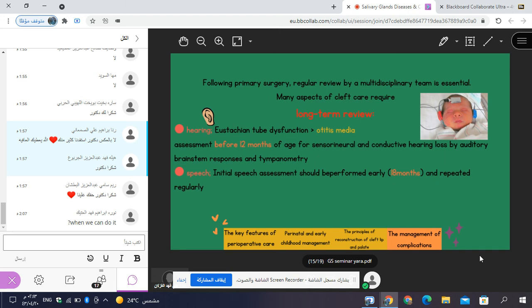And then speech, which Dr. Ayman kindly explained. So the initial speech assessment is performed early once the patient starts to speak, and then it is repeated regularly.